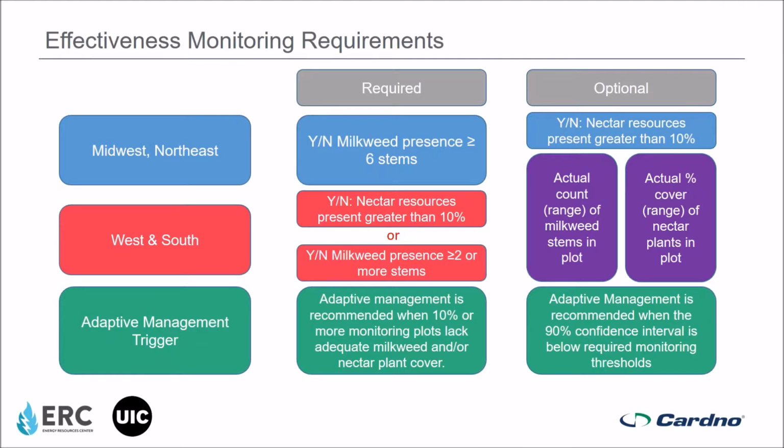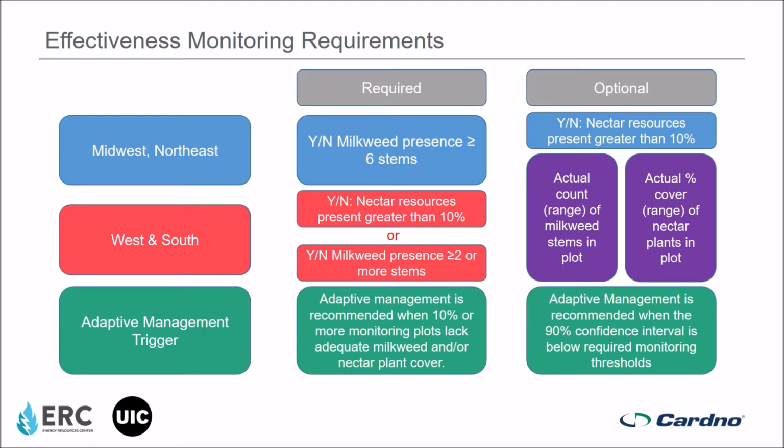In both cases, so across the Midwest, Northeast, West, and South, there's a number of optional metrics that we also encourage partners to monitor. Those would include collecting specific detail on the actual number of milkweed stems that you have on your plot. So not just yes or no, we've achieved this threshold, but actually collecting the number of stems or a range of number of stems on those plots. And similarly, collecting more detailed data on the estimated coverage of nectar plants on those plots. So again, not just yes, we've achieved the 10% threshold, but an estimate of what that actual cover, or a range estimate of what that cover is, for nectar plants. Lastly, on this slide, we also show what the adaptive management triggers are.